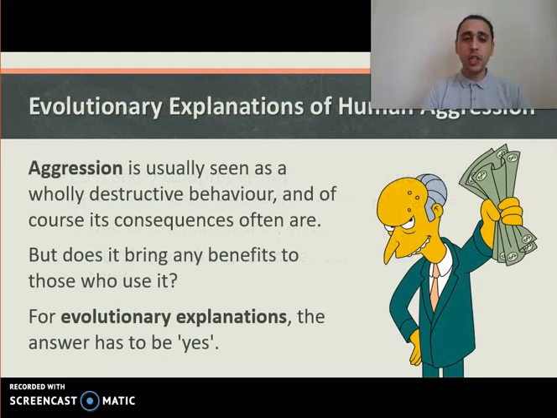Aggression is usually seen as a wholly destructive behavior. It's not usually seen as having any benefits, and of course, its consequences often are destructive. But does it bring any benefits to those who use it? For evolutionary explanations, the answer has to be yes.